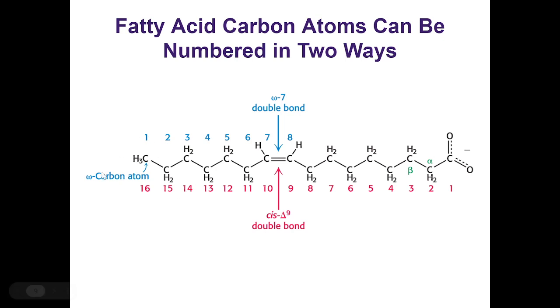And so again, this is the omega. It looks like a W. This would be the omega 7 double bond here because again, we're counting from the other side. Okay? It still does the one that it starts with. It's just starting from the distal.